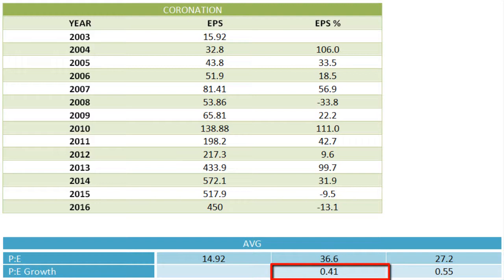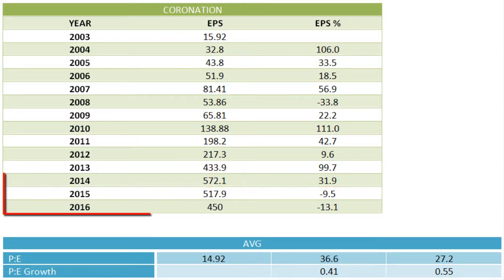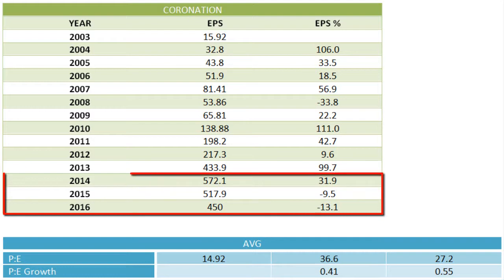It's cheap. What you will notice, however, is that in the last 2 years, 2015 and 2016, the earnings per share actually declined in both of those years. So if we just look at the last 3 years, then you'll see that the PE growth ratio is actually 0.55, just looking at those 3 years. And that, of course, is not as attractive as 0.41, but probably a bit more realistic.